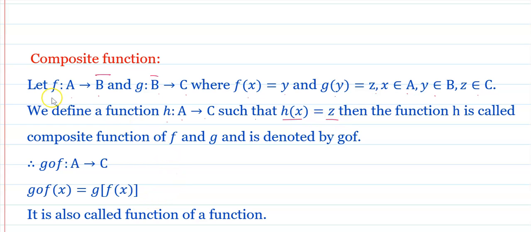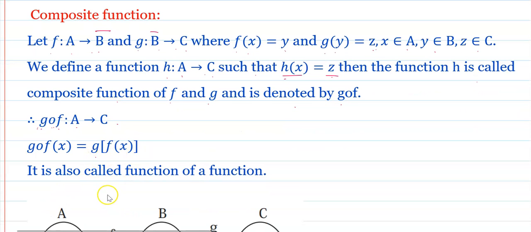See this here once again. f is defined from A to B, g is defined from B to C, f of x is equal to y, g of y is z, and h of x is equal to z, as h is defined from A to C. Then the function h is called the composite function of f and g, and it is denoted by g o f. Again, h of x is replaced by g o f, defined from A to C. Now g o f of x is equal to g of f of x.